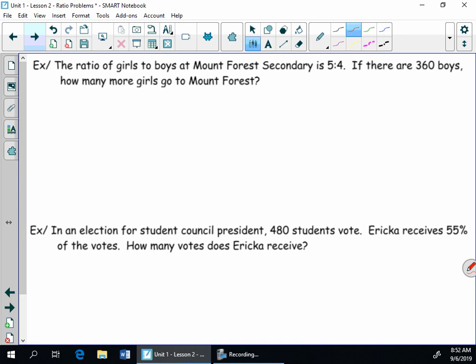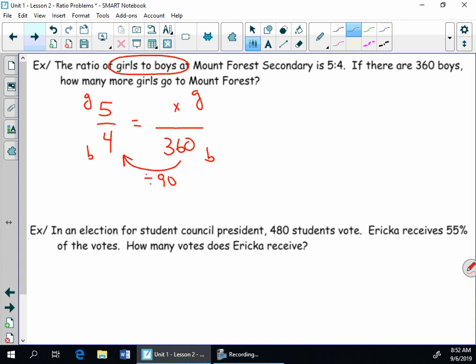The ratio of girls to boys at Mount Forest Secondary is 5 to 4. 5 to 4. And the order is girls to boys. If there are 360 boys, how many more girls go to Mount Forest? So boys is 360, and I don't know how many girls. That's the thing I'm unsure about. So I'm going to turn a 4 into a 360, or a 360 into a 4. So let's divide it. That's big numbers. Okay, so I'm going to the left, I'm dividing. Going to the right, I'm going to have to multiply. And I think x is 450 girls.